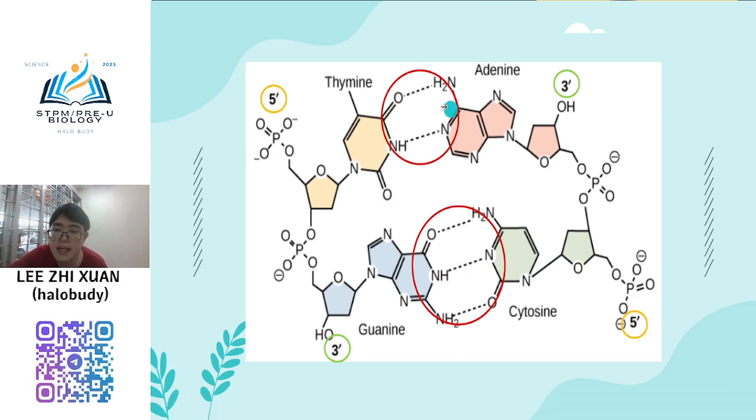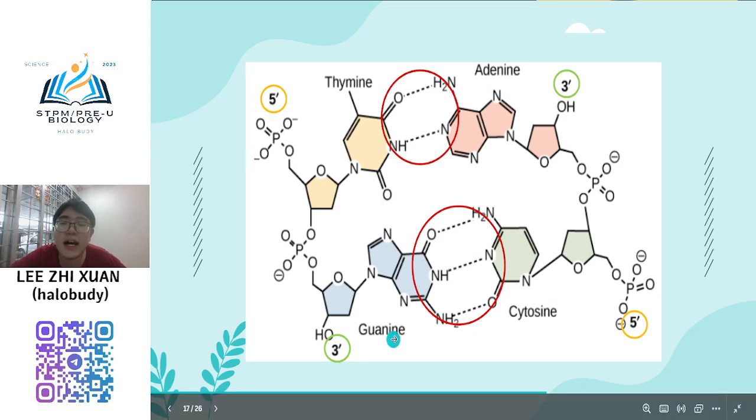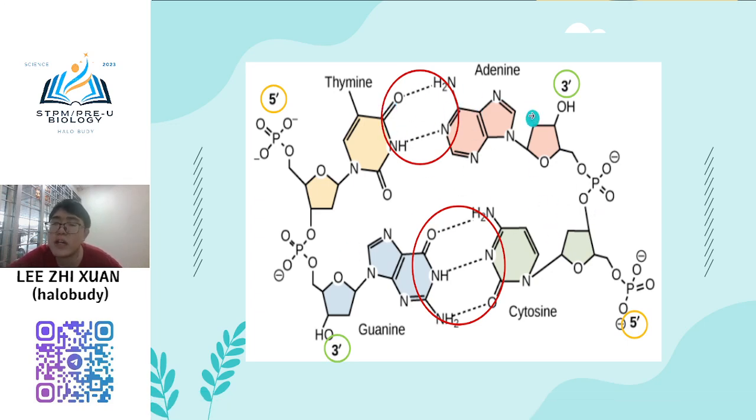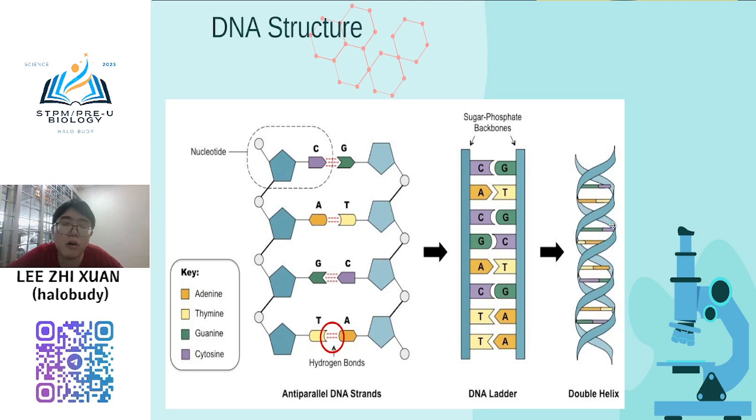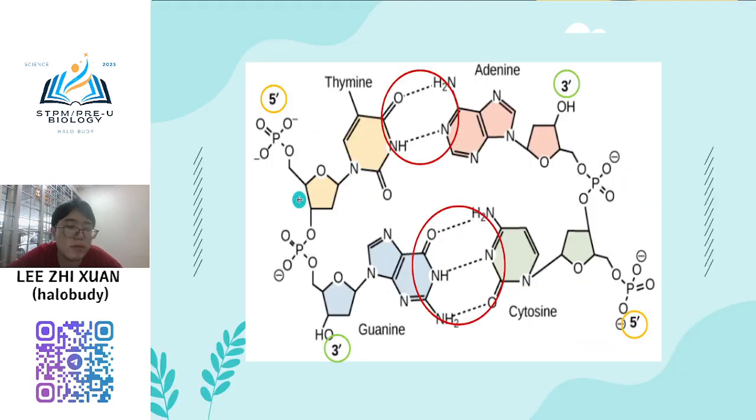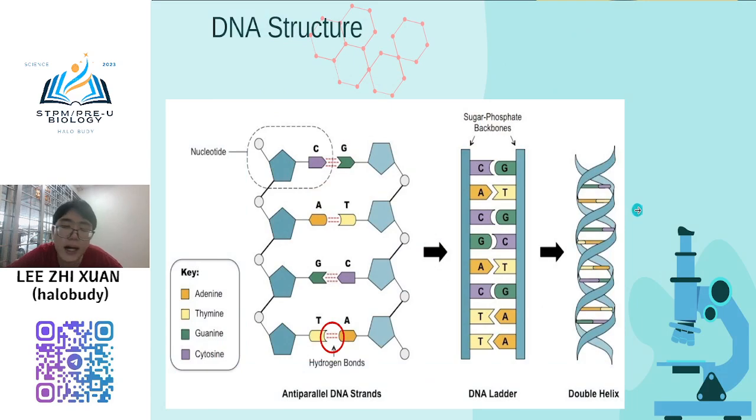So how to memorize it? AT. So double bond, double. CG. So 3, 3 hydrogen bonds. So ATCG or AUCG, you just memorize like that. ATCG, AUCG. AT is for DNA. AU is for RNA. You need to know that. Okay, so that's all about the DNA. So very simple, right? Not too hard lah.